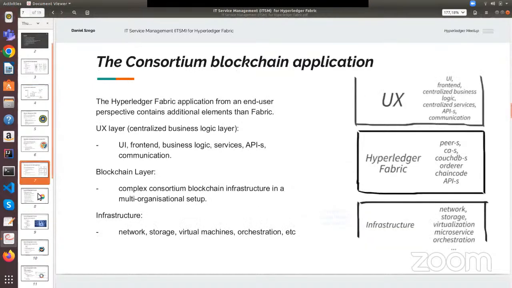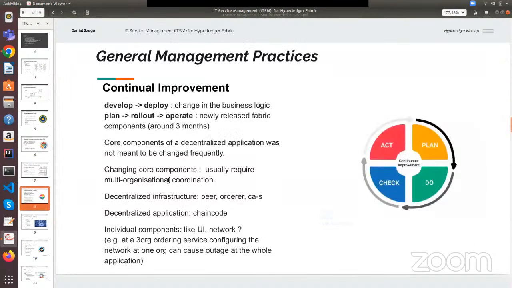So overall, if we speak of management practices, the question always arises how much it should be decentralized, how much it can be decentralized, and how much cross-organizational communication and coordination is needed for a certain task.